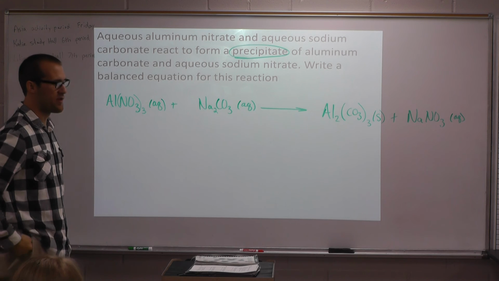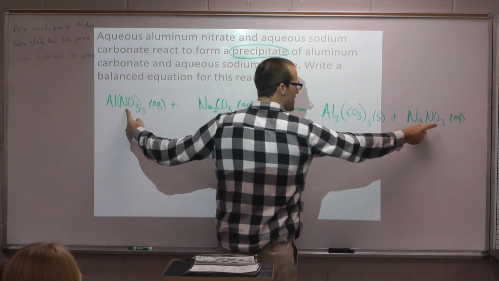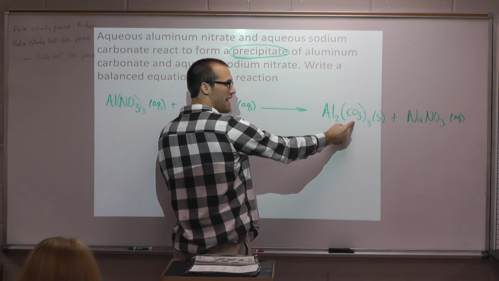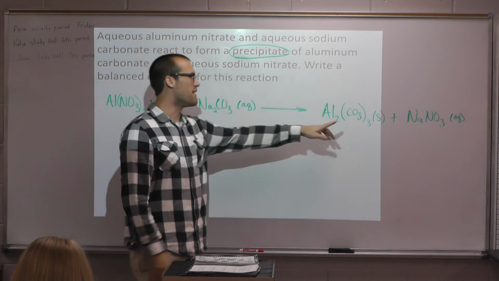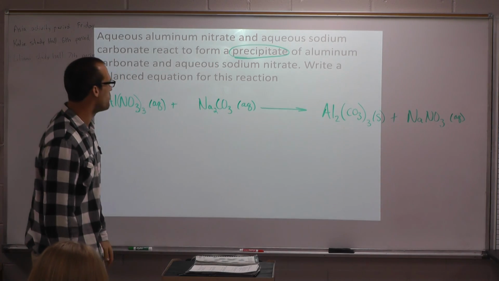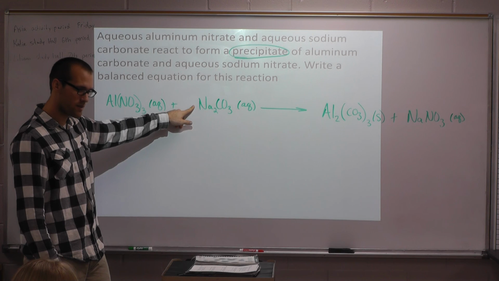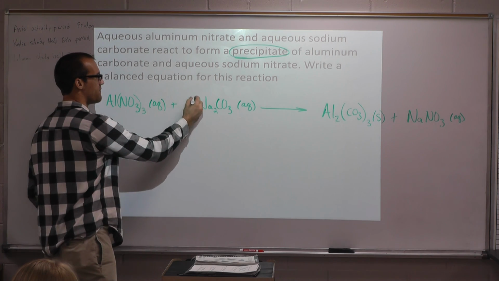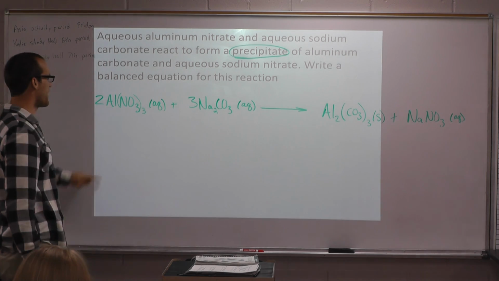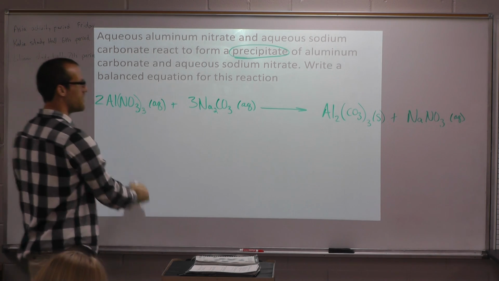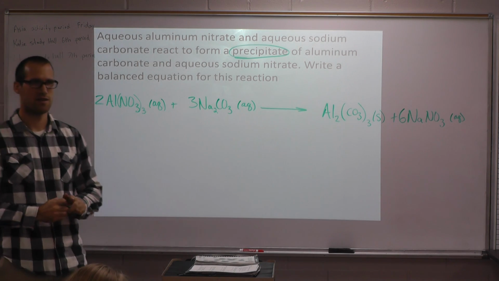Now I'm not going to go through the balancing, but in this situation, notice how nitrate stays as nitrate and carbonate stays as carbonate. So when you're balancing the charge, you can keep those as polyatomic ions. How many carbonates do I have? 3, so I will probably need to put a 3 here. I need 2 aluminums, which gives me 6 nitrates, which means I put 6 over there, and does that balance our sodiums? Yes.